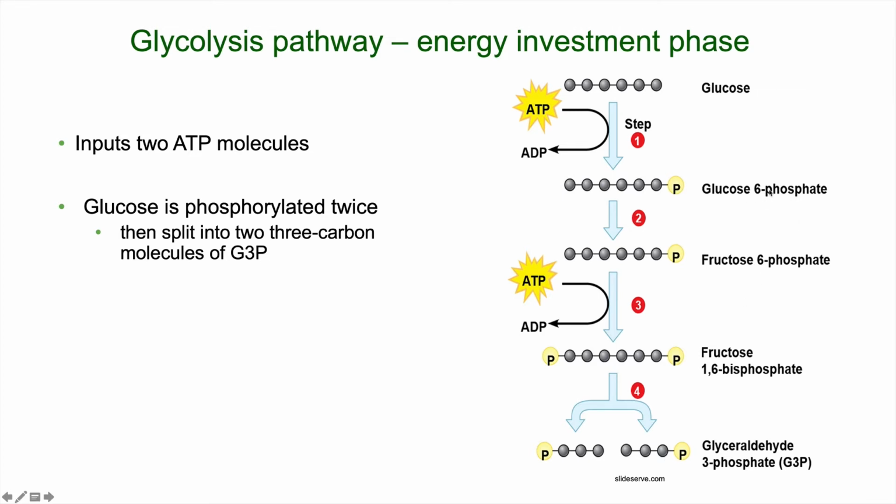Now, you don't need to know these intermediates, and you don't need to know what's happening at each individual step. You need to know that we're investing 2 ATP, we're taking our 6-carbon glucose, and we're splitting it into 2 3-carbon molecules, each with a phosphate on the end.